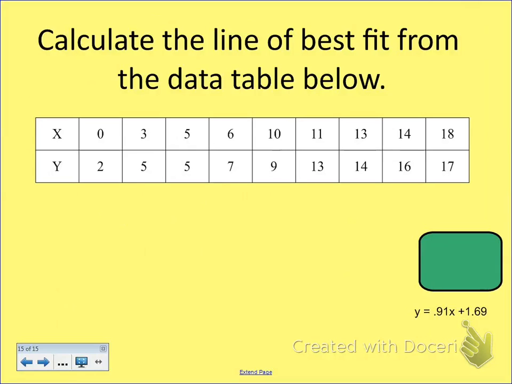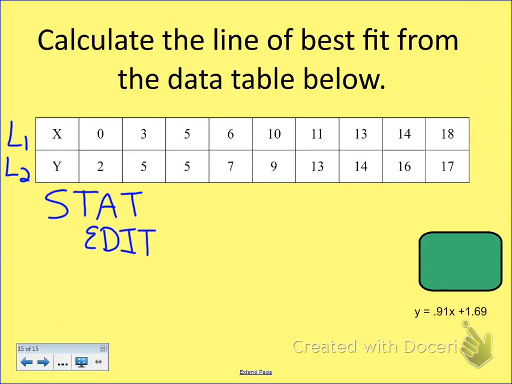So in order to do this problem, you need to hit the Stat button on your calculator, and then you want to arrow over to Edit. And then you're going to plug in your numbers. All of your x values are your L1s, and your y's are your L2 values. So you're just going to plug them in. 0, 3, 5, 6, 10, 11, 13, 14, 18 for your L1s. And your L2s are 2, 5, 5, 7, 9, 13, 14, 16, 17.